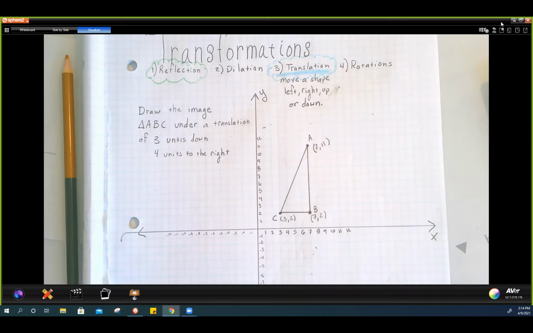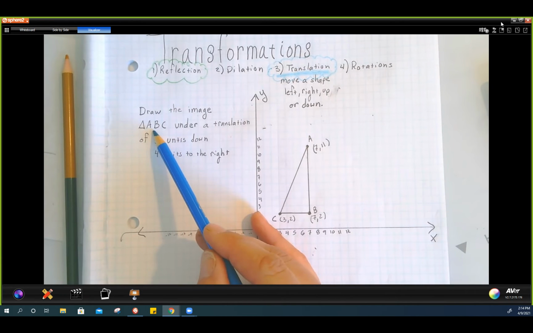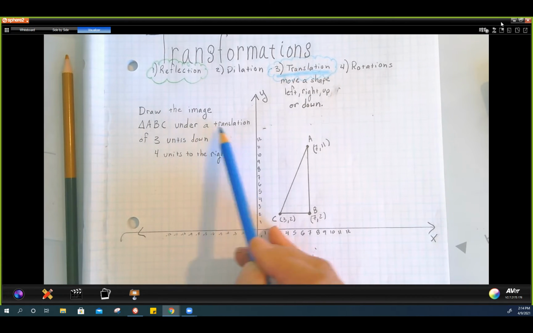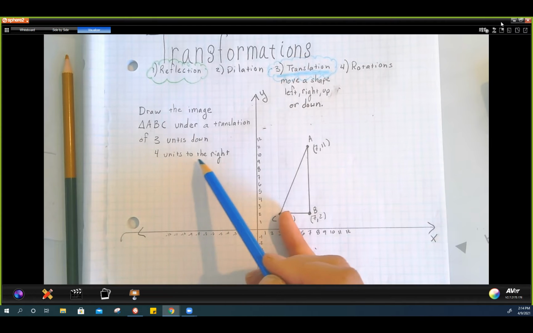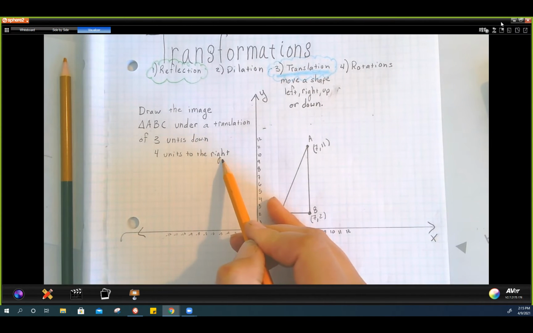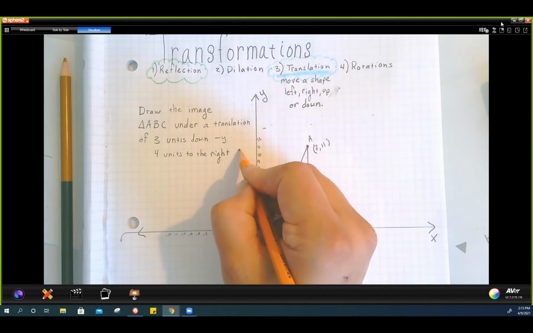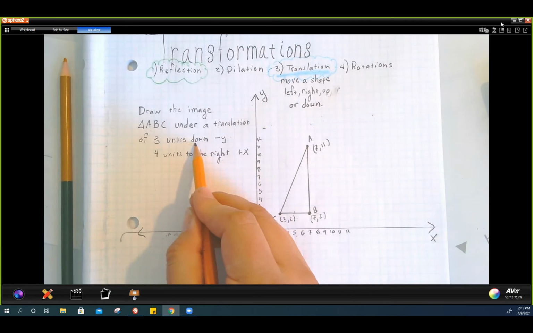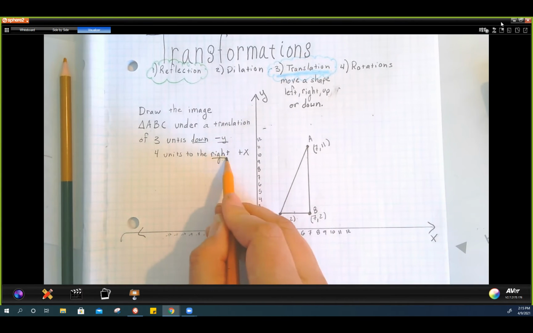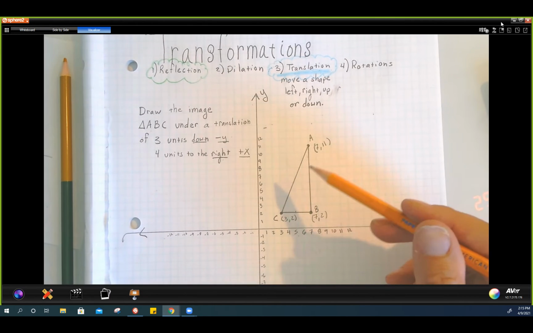Okay, so the way that we would write a translation is draw the image, triangle ABC under a translation of 3 units down or 4 units to the right. There are places that instead of saying down or right, might say negative y or positive x. So these two terms, they might change the way that it's written, but that is one of the ways that you can use this. So from here, we're actually going to take our triangle, and now we're going to draw that translation.